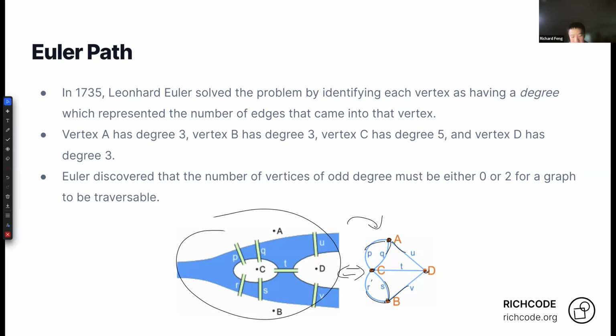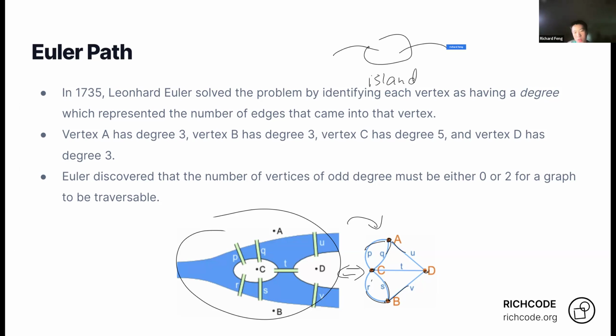And Euler concluded that the number of vertices of odd degree must be either 0 or 2 for a graph to be traversable. Basically, what he was saying is that, let's say this is an island. You have to walk into the island, but you also have to walk out. So it has to have an even number of edges, except at the first starting point and the destination. So that's why you have to have either 0 or 2 vertices with odd degree in order for this to work.